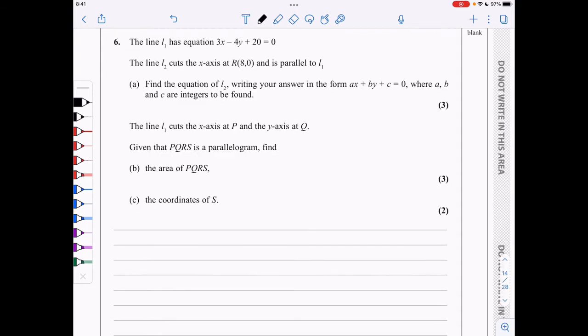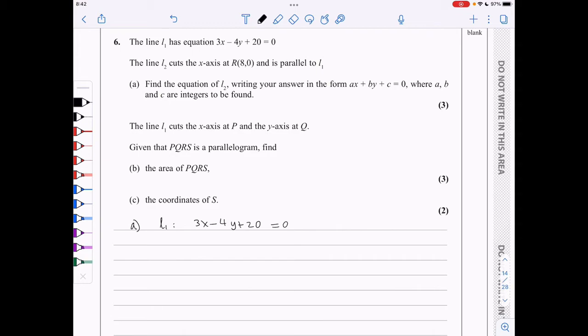In question 6, we have the line L1 with equation of 3x minus 4y plus 20 is 0. We've got the line L2 cutting the x-axis at the point (8, 0), parallel to L1. We need to find the equation of L2. Now, to find the equation of L2, I need to inherit the gradient of L1 since the two lines are parallel. So for L1, we had 3x minus 4y plus 20 is 0.